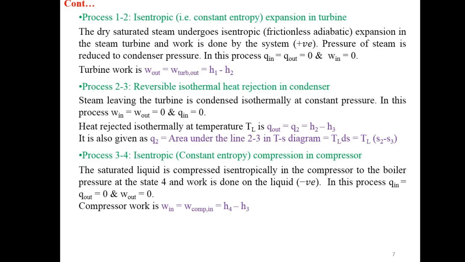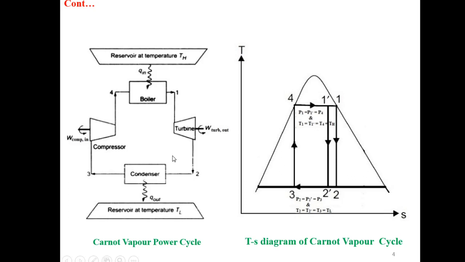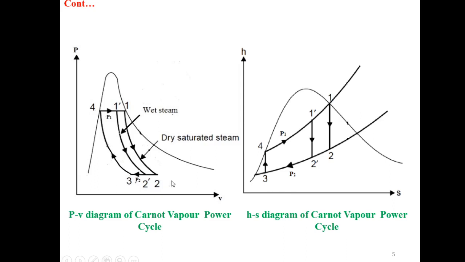Next is process 2-3, reversible isothermal heat rejection in the condenser. You can see here the third component is the condenser. So point number 2 will enter the condenser and become point number 3. This is the inlet, this is the exit. What we are doing here is taking the heat from point number 2, which is a wet point. So there will be a heat out from the condenser, and so we will get point number 3. In this case Q in equal to 0, W in and W out equal to 0, and this is a constant temperature heat rejection process. That's why this line will be a horizontal line from 2 to 3. In the same way 2 to 3 here, 3 here, and in the HS diagram 2 to 3 here.